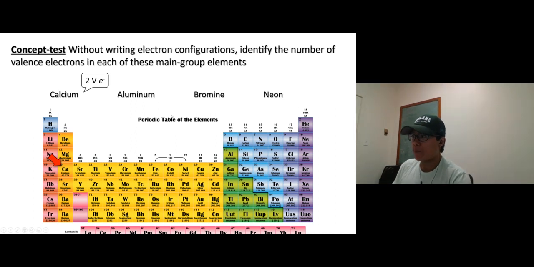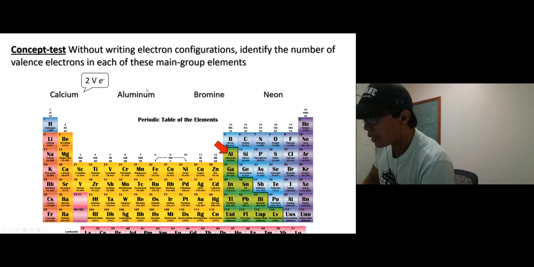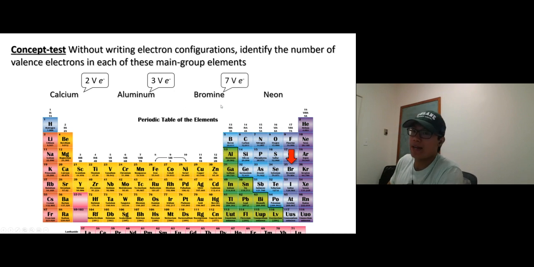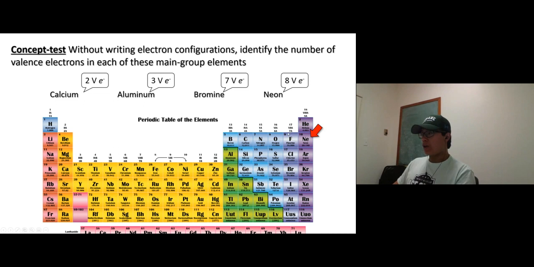Now, let's say aluminum, without writing the electron configuration. Where's aluminum in here? Aluminum is right there, right? So that's group 3A. How many valence electrons? 3 valence electrons. Good. Bromine, what's bromine? Everyone should know now. Halogen, so group 7. So 7 valence electrons. And neon is right here in group 8. So 8 valence electrons.